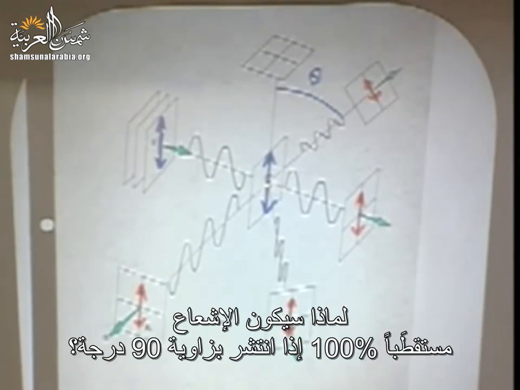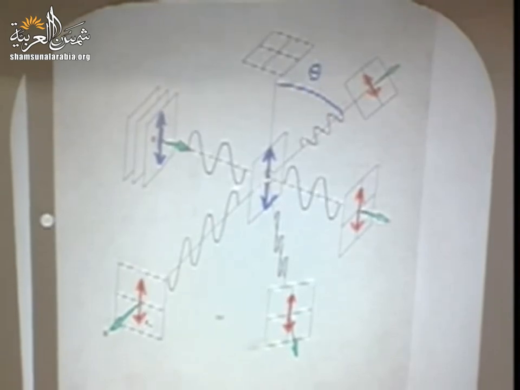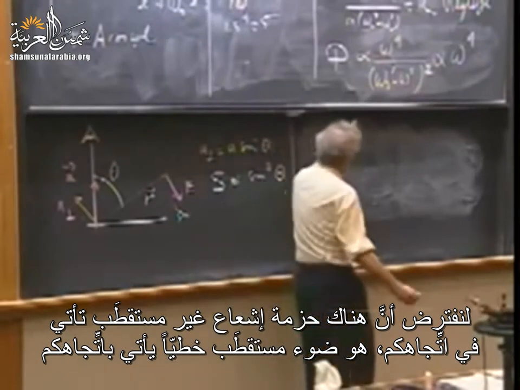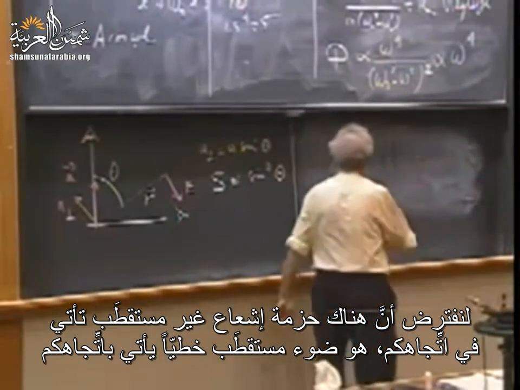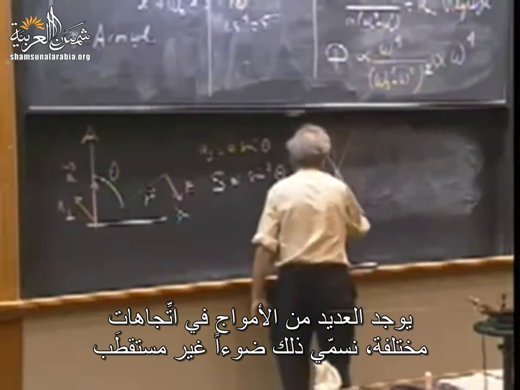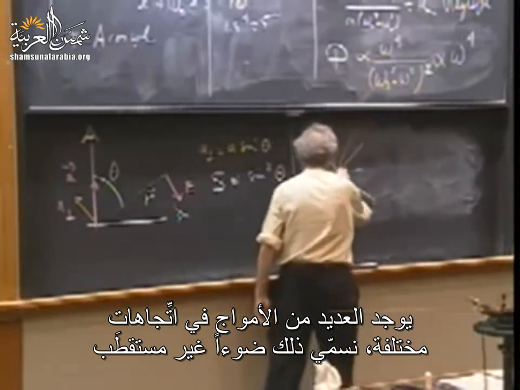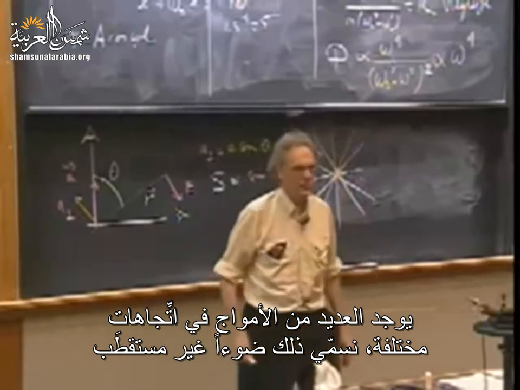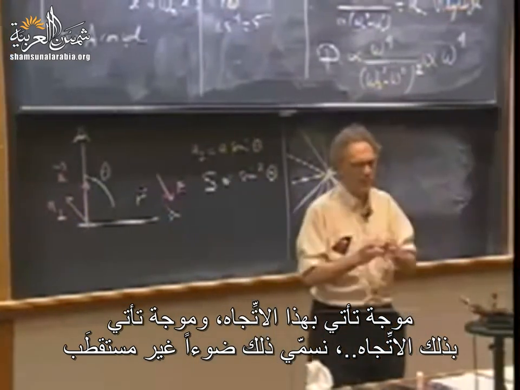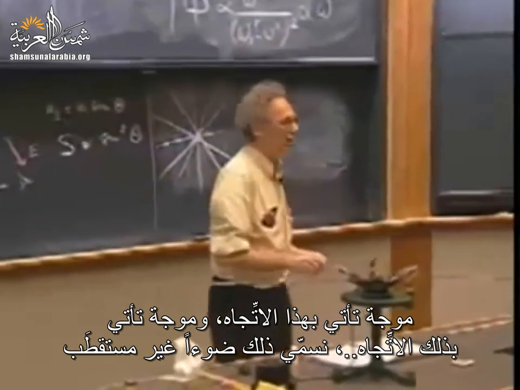Why now is radiation 100% polarized if it scatters over 90 degrees? Well, let us have a beam of unpolarized radiation that comes to you. Linearly polarized light comes to you. There it is. There's the next wave, and the next wave, and the next wave. We call that unpolarized light. So one comes in like this, the next one comes in like this. We call that unpolarized light.